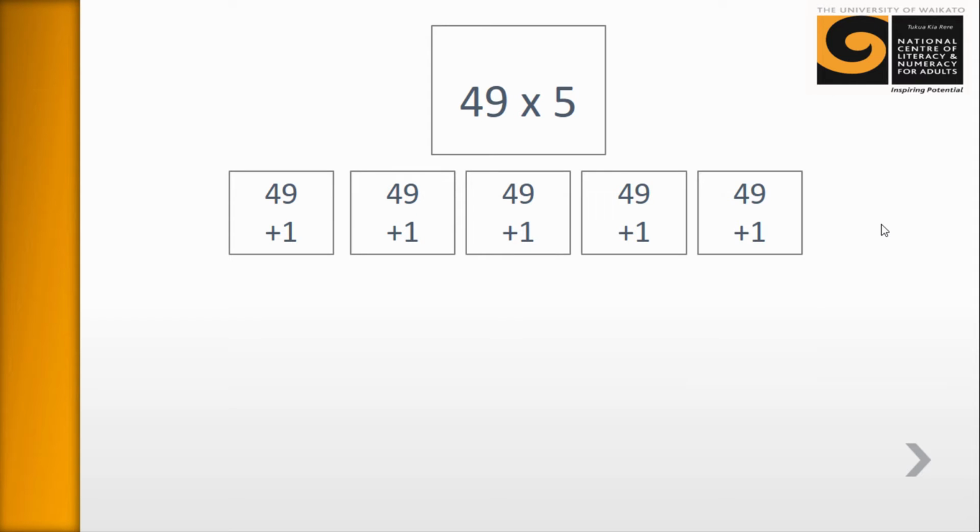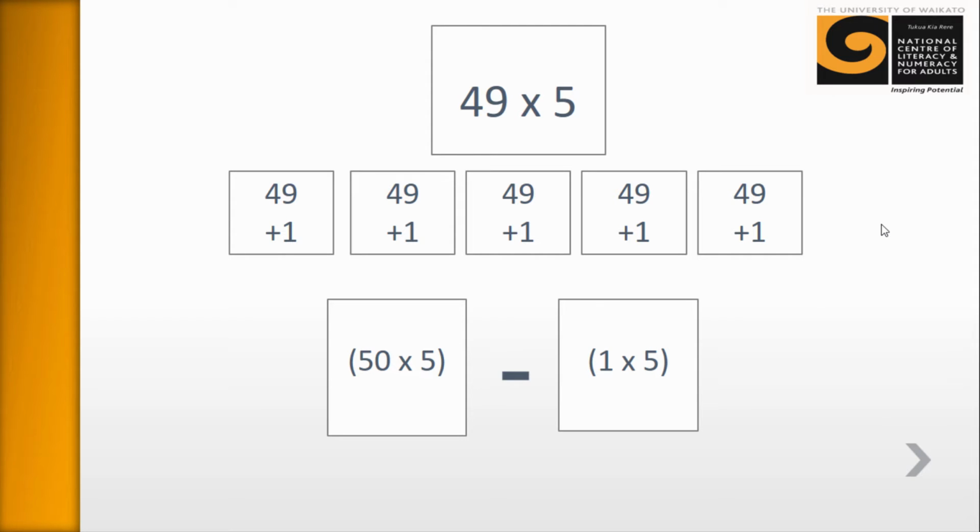Some learners round this to 50 times 5, and they represent it as such. 50 times 5, 250, but they know that they've added one lot of 5 too many, so they subtract the 5 to get 245. Now, a second strategy again they might come up with is to double the 5. 49 times 10 is 490, and then halve that, 245.